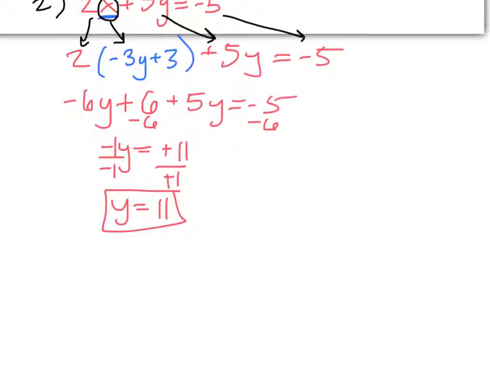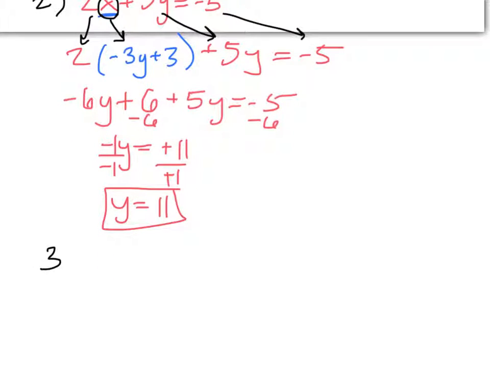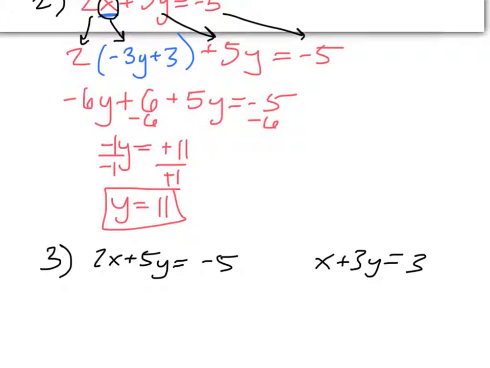Now it's time to go on to the third step. We have y. What do we need to solve for now? Well, we need to solve for x. So let me rewrite the equations down again because it kind of got lost up there. It was 2x plus 5y equals negative 5, and x plus 3y equals 3. This one was equation 1, this one was equation 2.